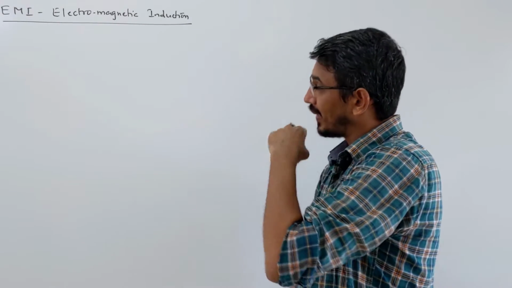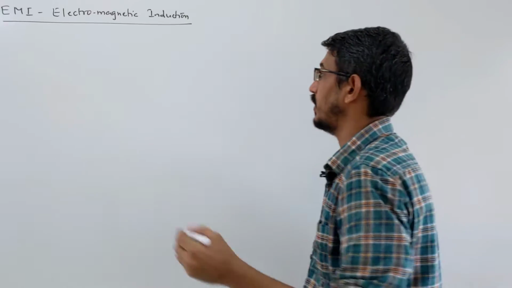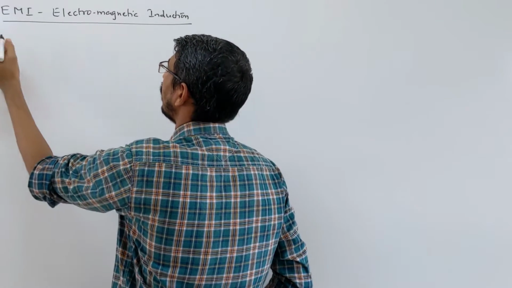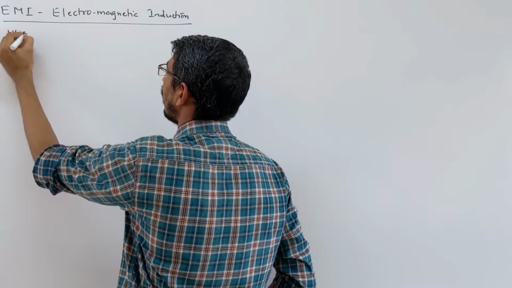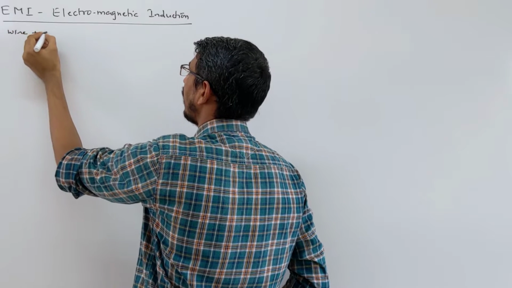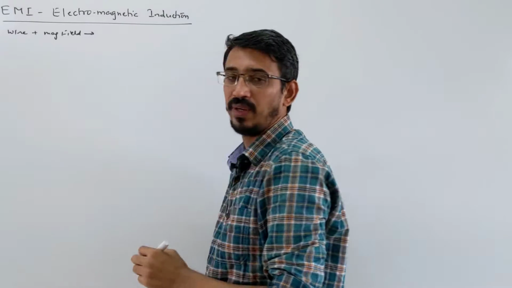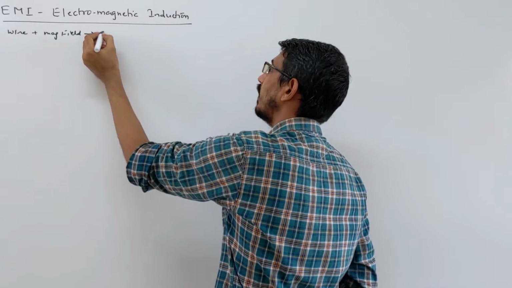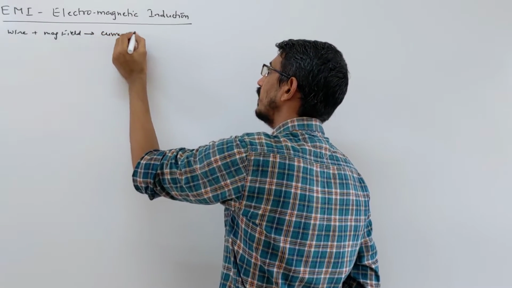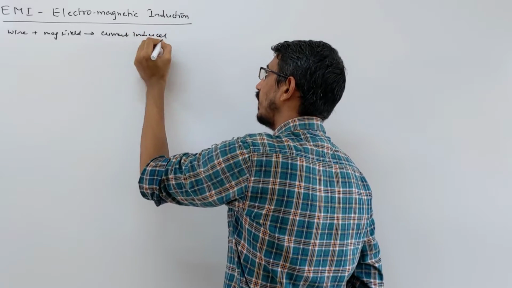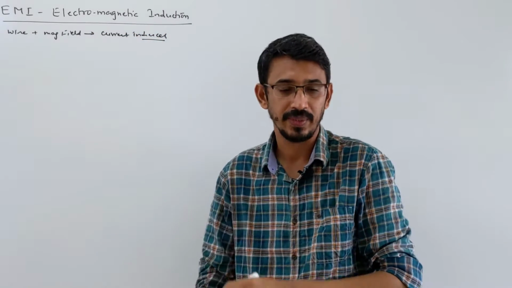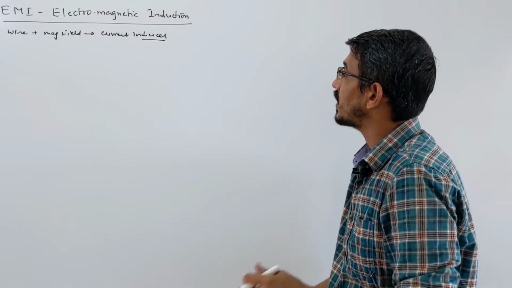So in this chapter we will be learning, in short I already discussed with you, that if you have a wire placed inside a magnetic field, what magnetic field? Changing magnetic field. Then what happens? Current will be induced here. In short I have told you this. We will learn this completely today. Okay, let's start.